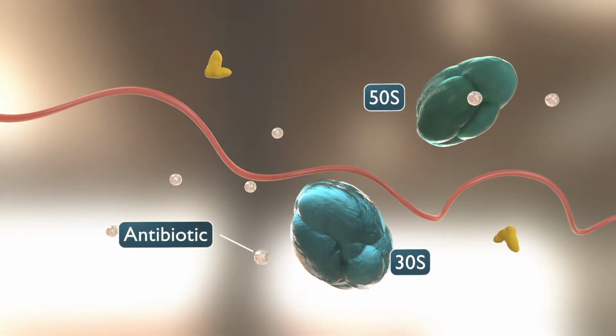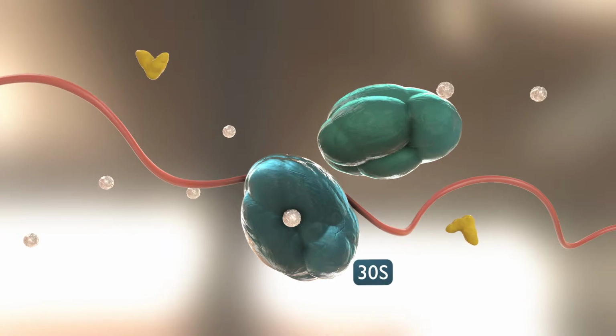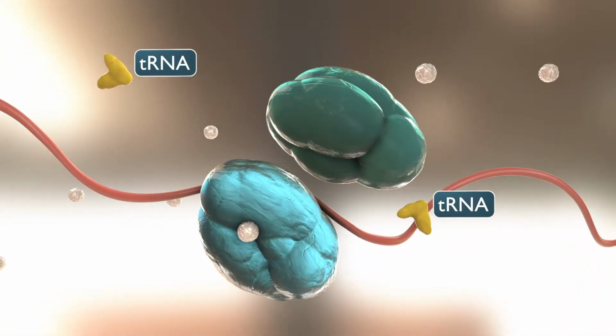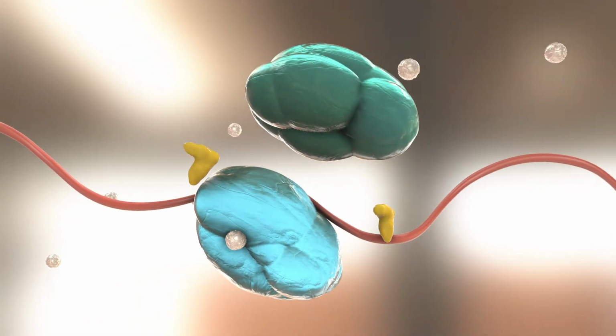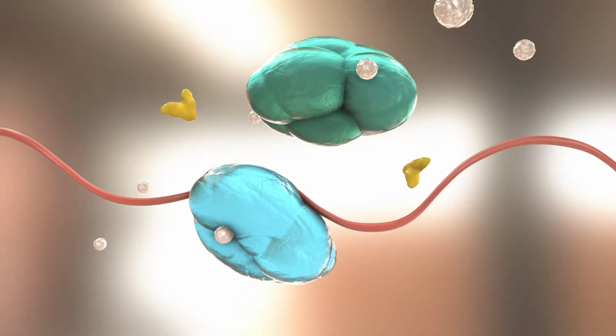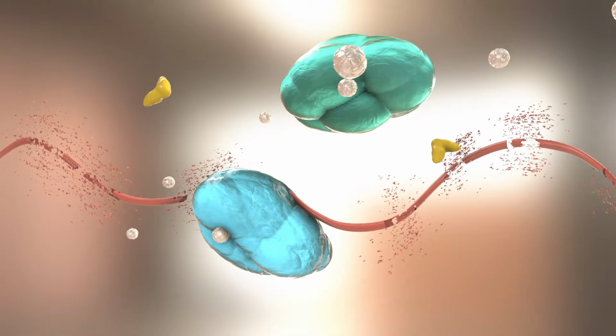Tigecycline also inhibits bacterial protein translation, but this time through binding at the 30S ribosomal subunit. Transfer RNA, or tRNA, is subsequently blocked from entering the bacterial ribosome, preventing the addition of amino acid residues to a lengthening polypeptide chain, and bacterial growth is halted.